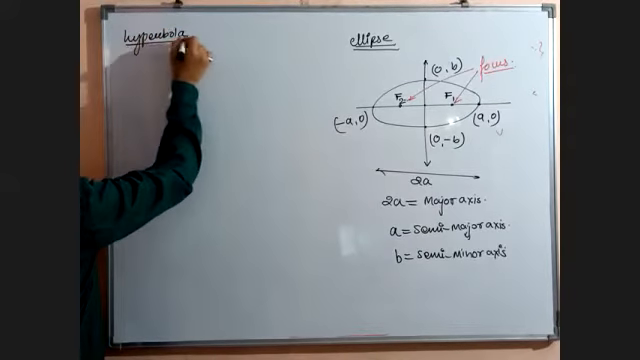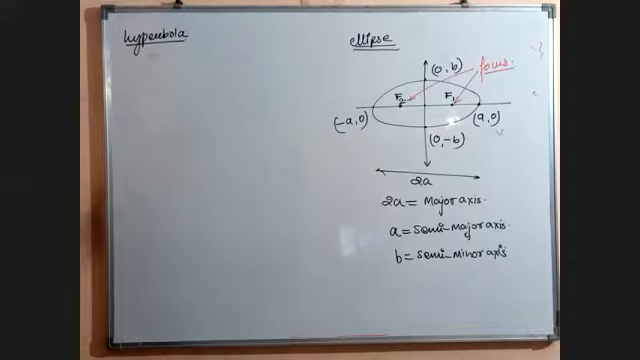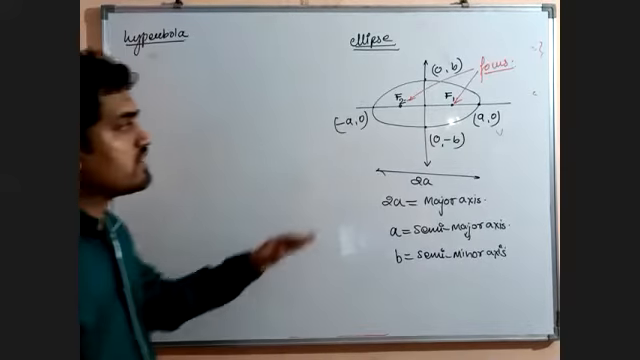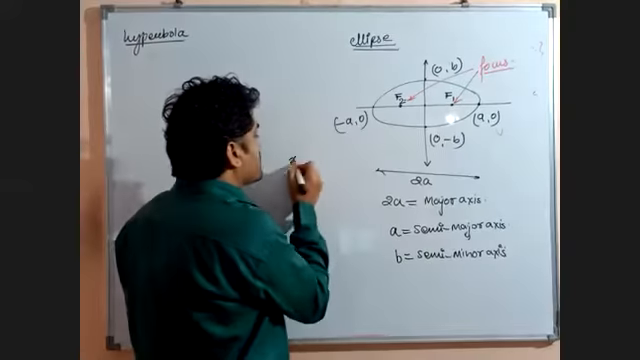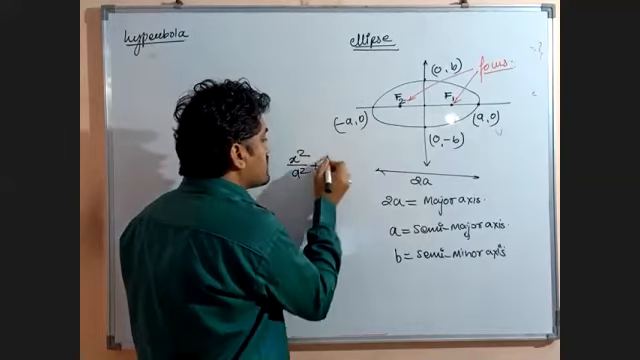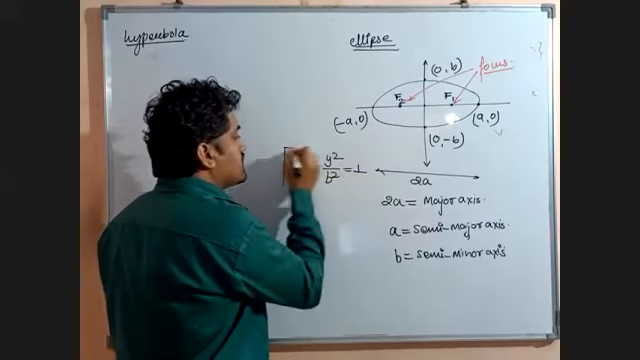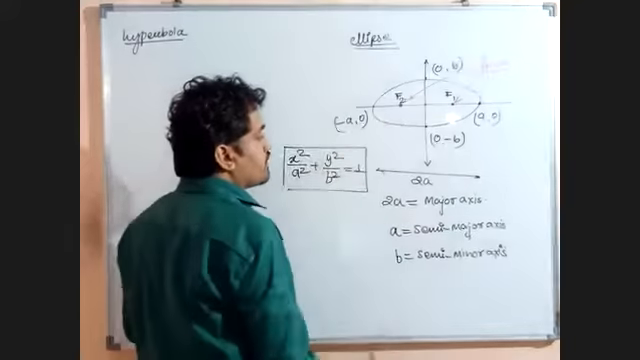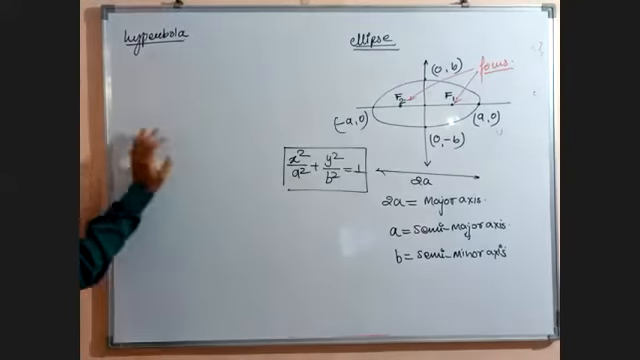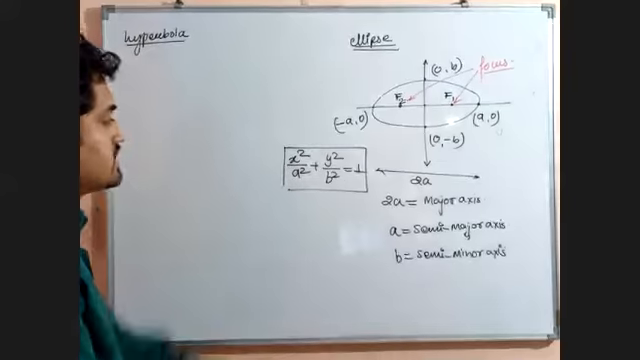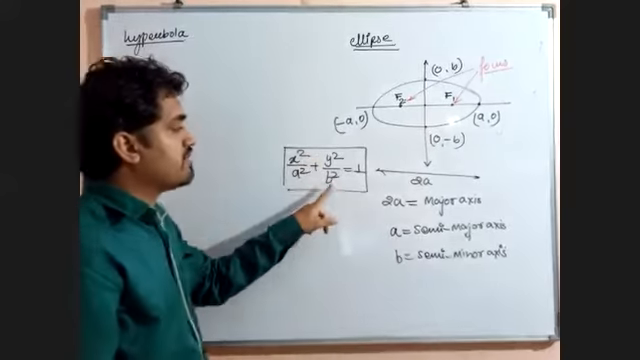It may be possible these concepts are a little bit difficult for you to understand, but please remember, if you are not getting the actual concept, then please remember the equation of ellipse. The equation of ellipse is x square by a square plus y square by b square equal to 1. This is the equation of the ellipse.